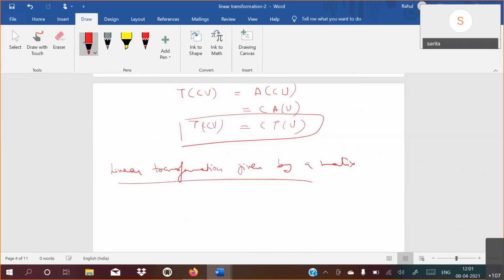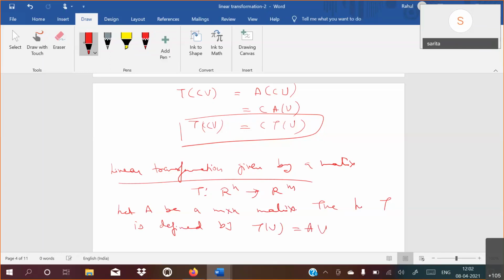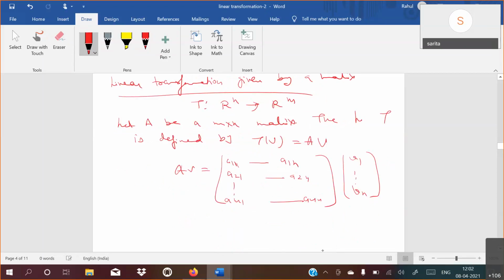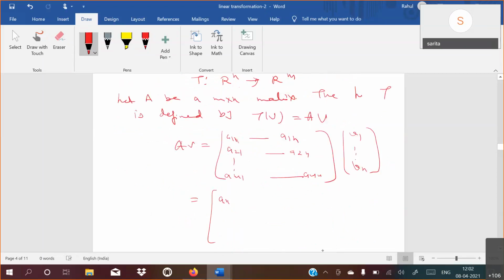So now onwards we are actually working on transformations from Rn to Rm. Right? And let A be an m cross n matrix. The function or transformation T is defined by T(v) is equal to A v, and A v is the matrix with entries a11 to a1n, a21 to a2n, up to am1 to amn, times a vector of n components. Right? And this whole product becomes a linear combination of those vectors.